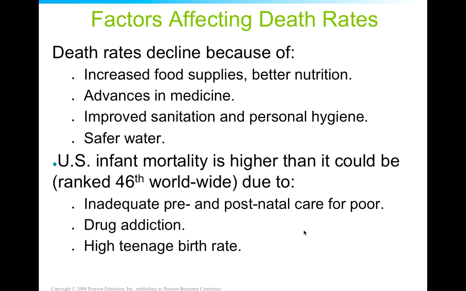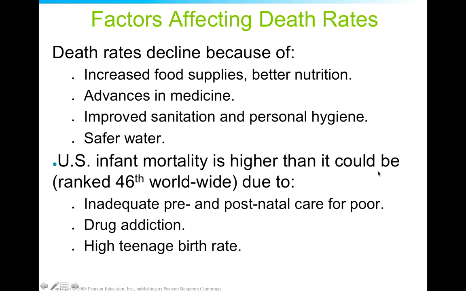So what are some things that actually cause the death rate to go down? This is how you get those numbers changing in the demographic transition. You have an increased food supply, so the population is better nourished. Mainly it's the advances in medicine and improved sanitation that cause the death rate to go down. You also have safer water, because you can have sewer systems and things like that.